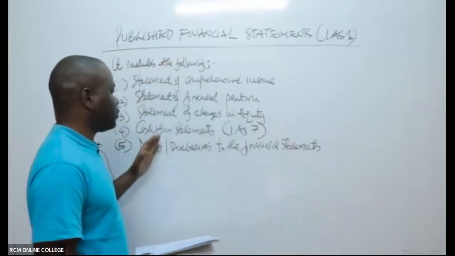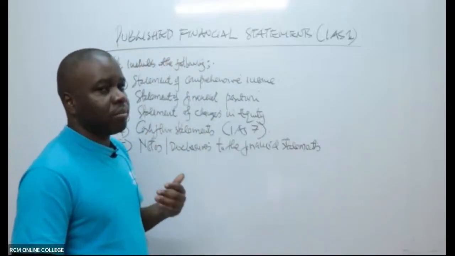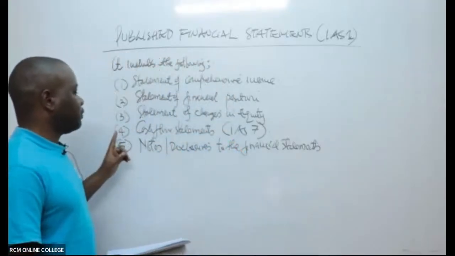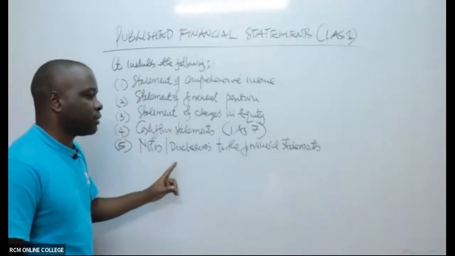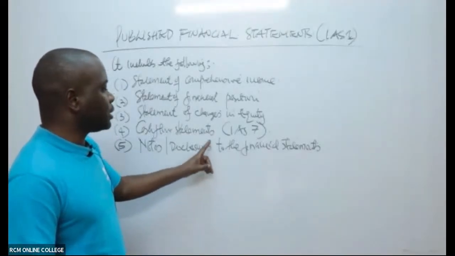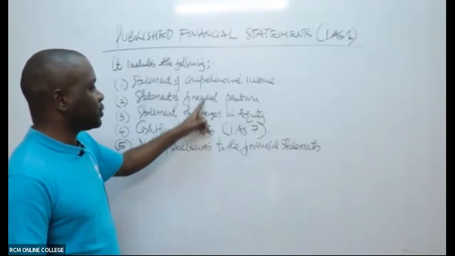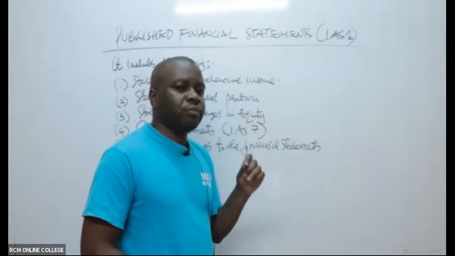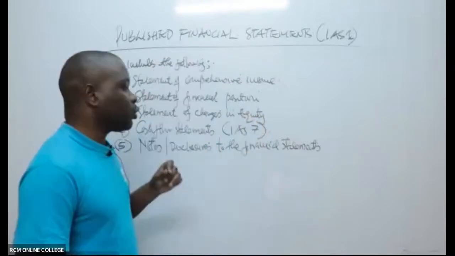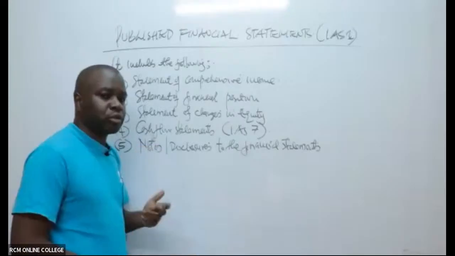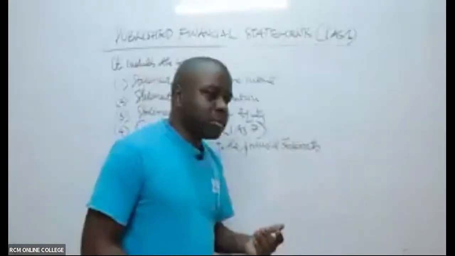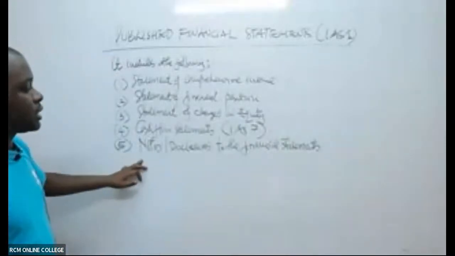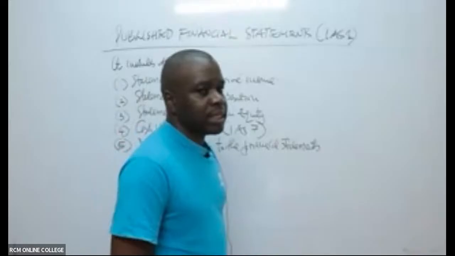Then the cash flow statement: how is the company actually performing in terms of cash flows? So it basically deals with the cash. Then we talk about notes or disclosures to the financial statements. There could be those elements that have actually been presented in these financial statements, and of course, as the accountant or the person in charge of preparing the financial statements, you want to elaborate on them. So you'll be able to elaborate on them by including in your set of published financial statements what we call the notes or disclosures to the financial statements.